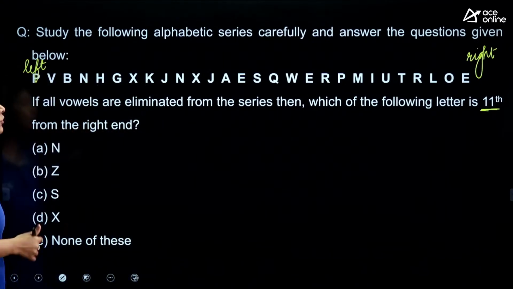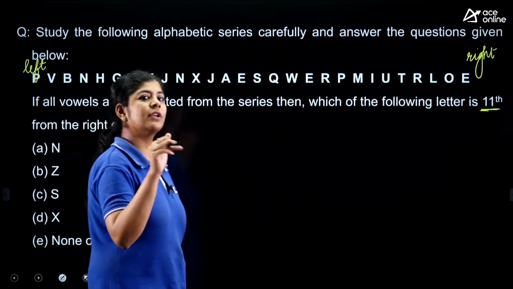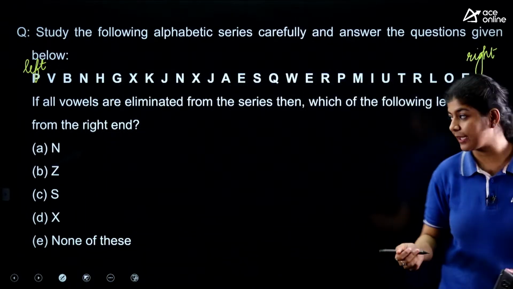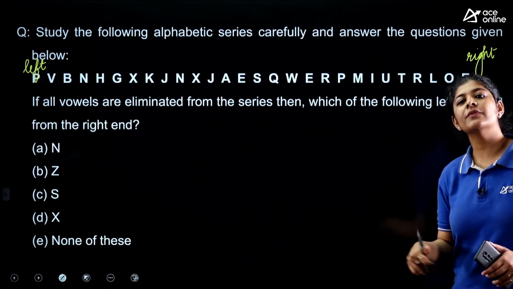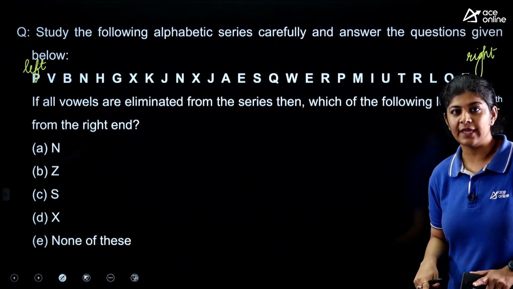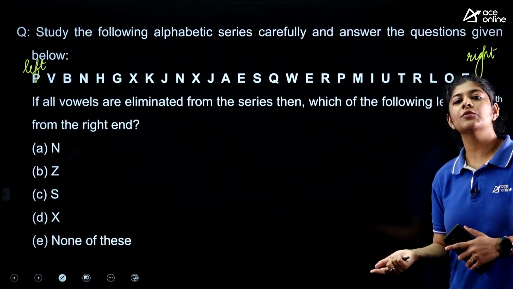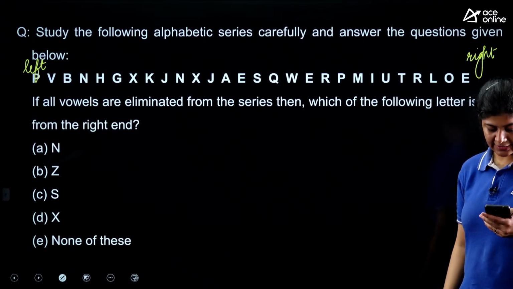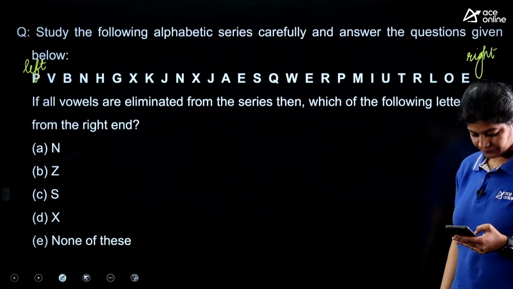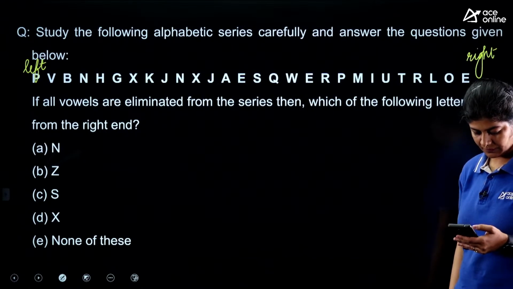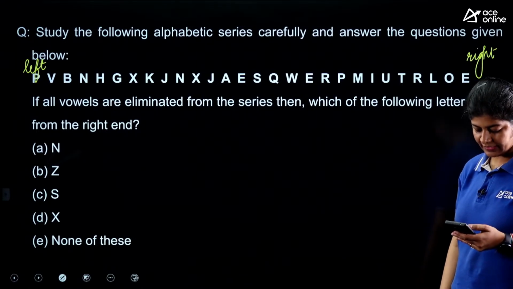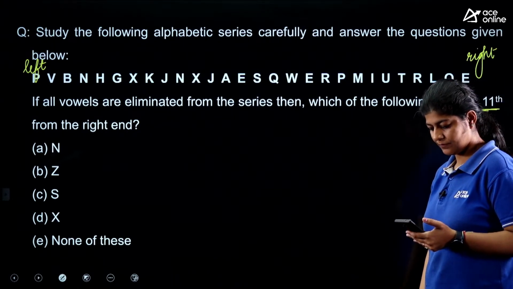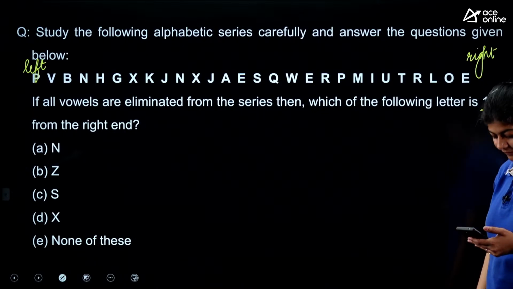Now first, whatever condition we have, we need to fulfill that condition first, and afterwards we need to check what the question is asking. So the condition says that first we need to drop all the vowels, and afterwards I need to check the 11th letter from the right end. So what answer are we getting? Very good, Latika. Very good, fighter. Okay, let's start discussing. Very good, Radhe.